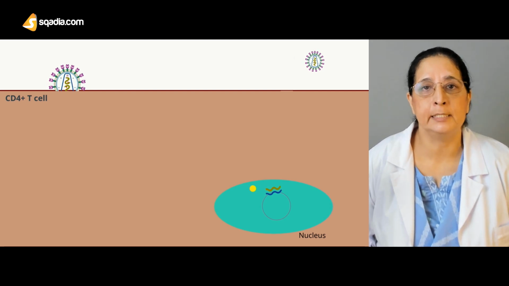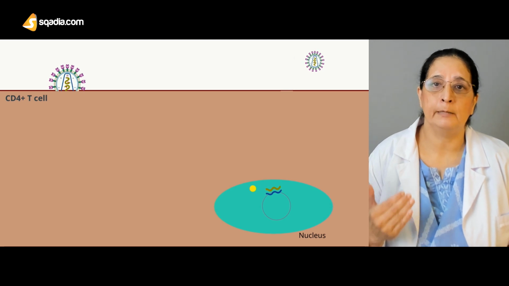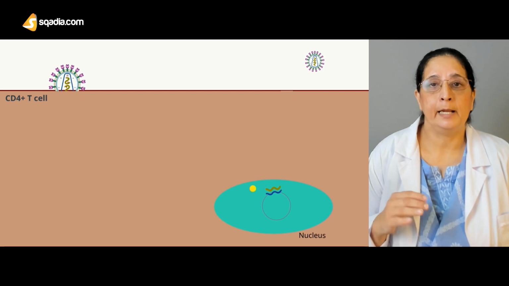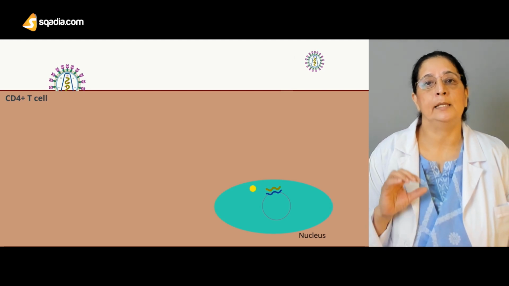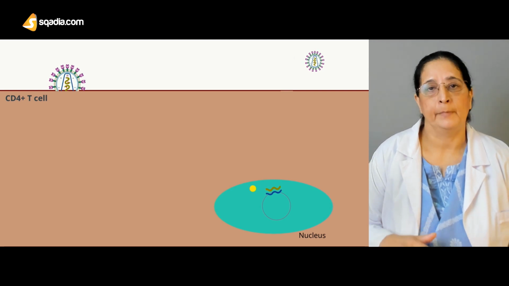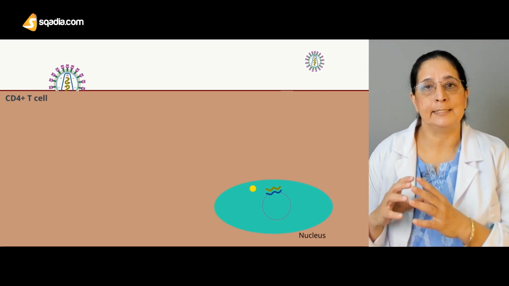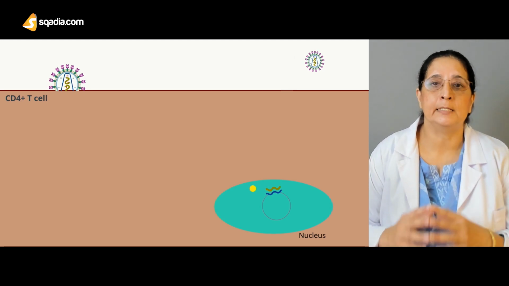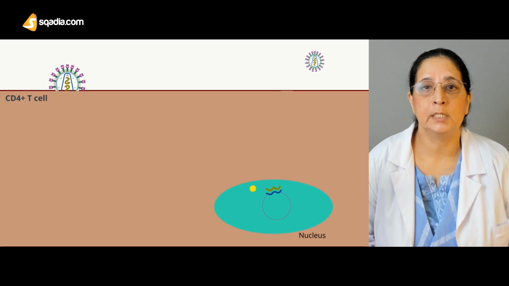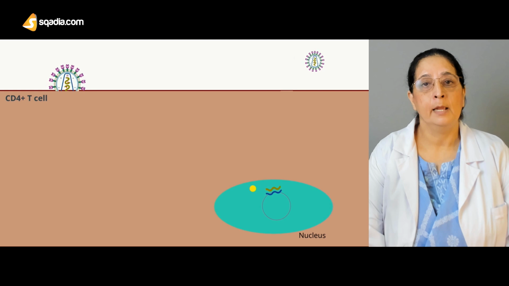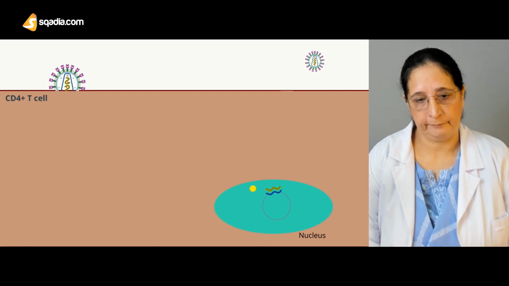Then it keeps on attacking different CD4 lymphocytes, or CD4 T cells. And these CD4 T cells are a very, very integral part of the immune system. And that's how this virus attacks the immune system and causes destruction of the cells and affects the immune system of the individual and causes different diseases and manifestations.